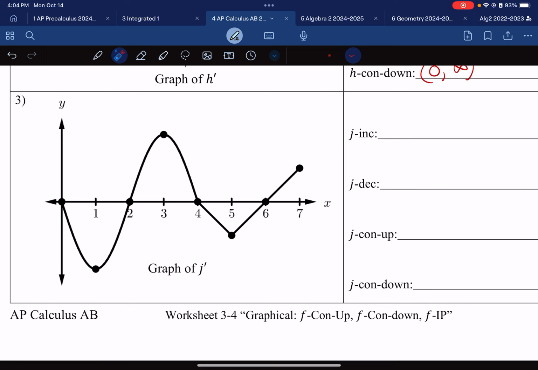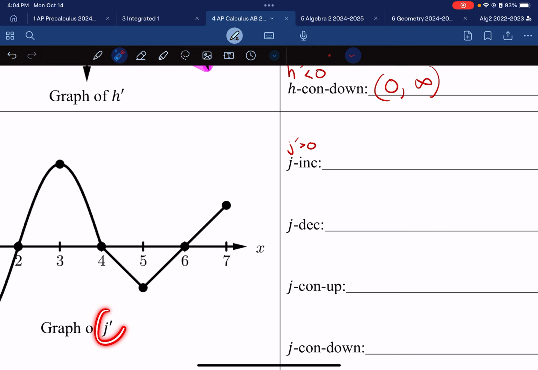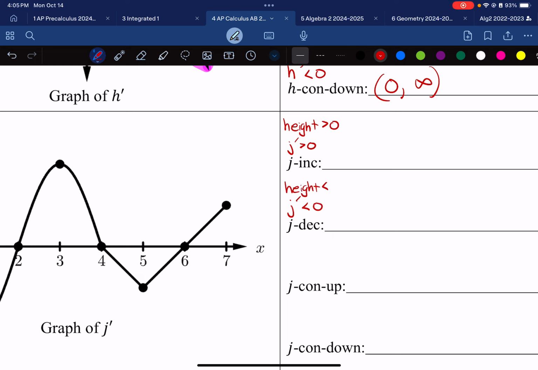Now we're talking about a graph of J. So we have a graph of J prime. We have to be careful here. Let's start with a speed sheet definition of what it means to be J increasing. J is increasing where J prime is greater than 0. On a graph of J prime, what is J prime? Is it height, slope, or concavity? Well, it's height. Therefore, height needs to be greater than 0. J decreasing is where J prime is less than 0. So that's where I'm looking for a height that is less than 0.